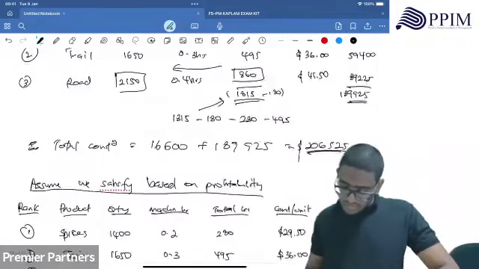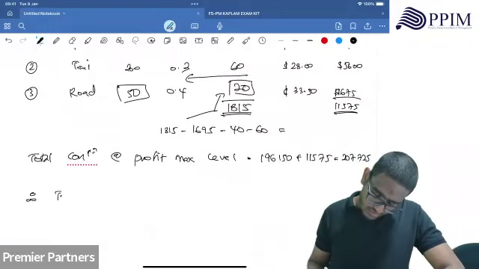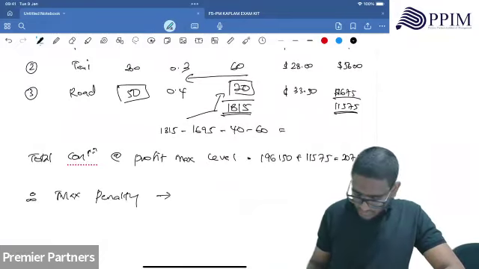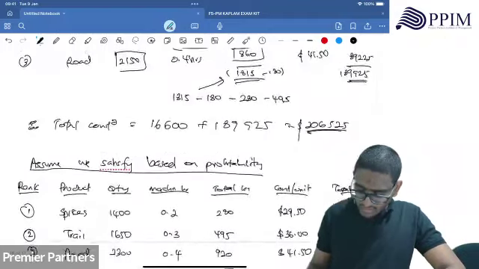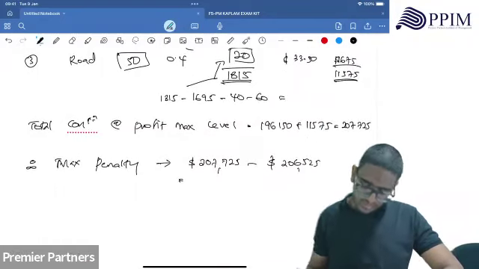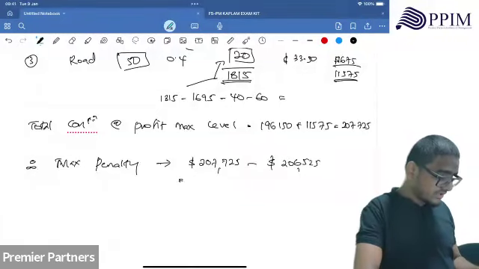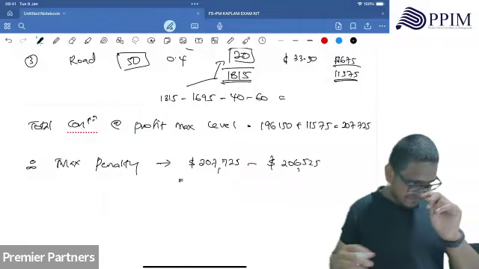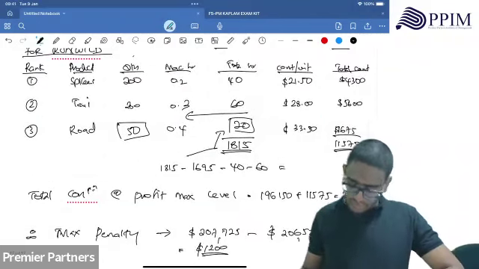Okay. Therefore, max penalty would be the difference between your profits of 207,725 minus, if you satisfy them, you only get a profit of 206,525. The max penalty that you're willing to pay would be the difference between these two, which is 1,200. Right? Because that is your delta on profits.